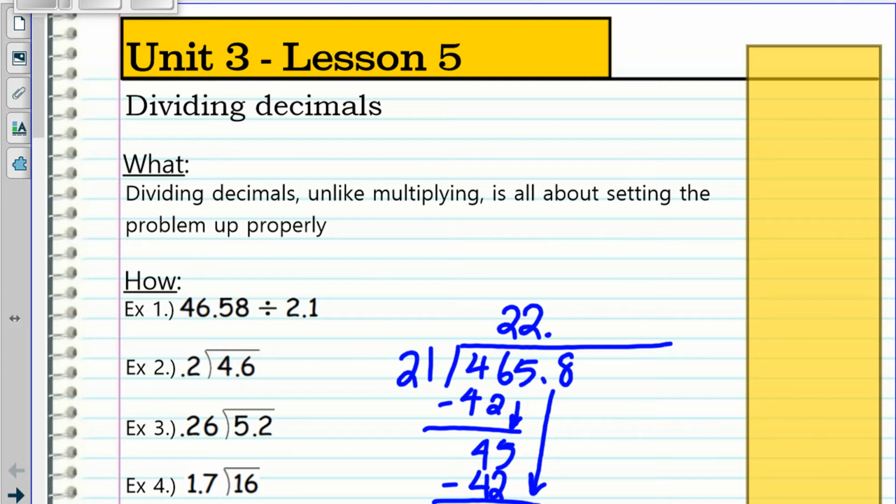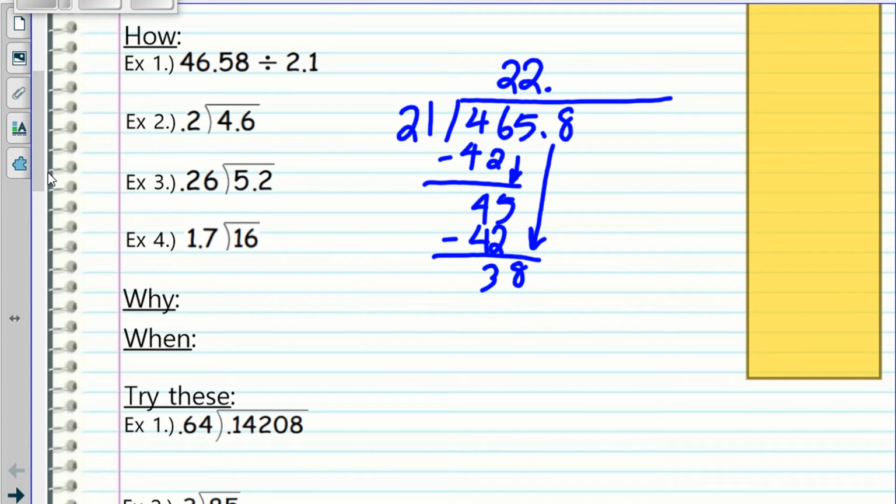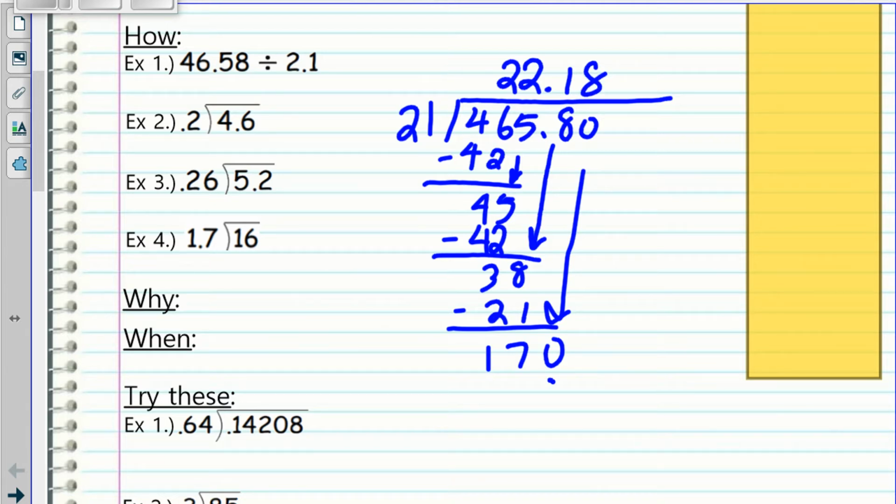Now I need to scroll down a little bit. So here we got 21 into 38. Now I didn't line it up very nicely, it's a little bit slanted, but it's okay. Ones, right? So 17, add a 0. 21 going into 170 how many times? I would think it's 8. 8 times 1 is 8, 8 times 2 is 16. That is 2, add a 0.